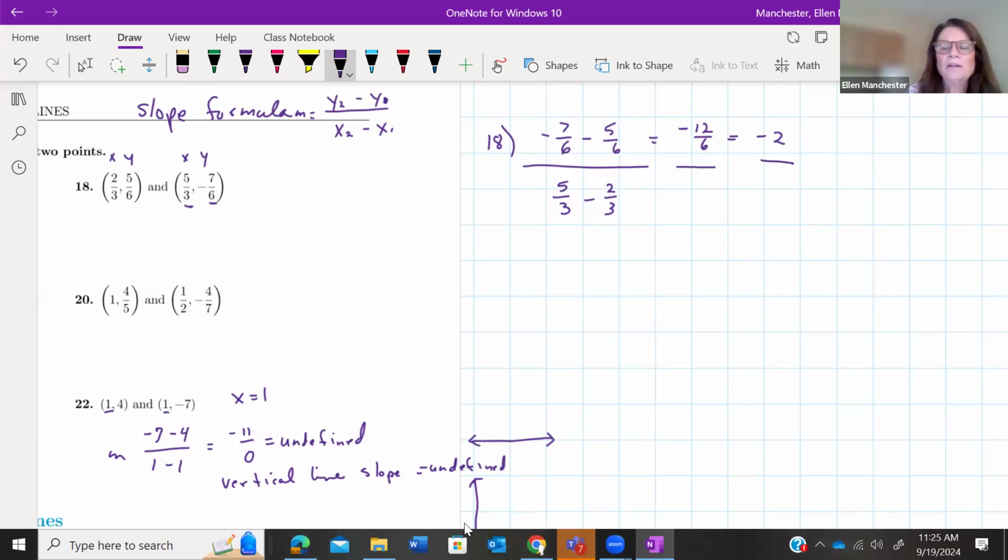And then on the bottom, we have 5/3 minus 2/3, which is 3/3. Look how nice this is. Whoever wrote this was very kind to you. So 3 over 3 is 1. So your slope is negative 2. So you rise 2, run to the negative side 1.